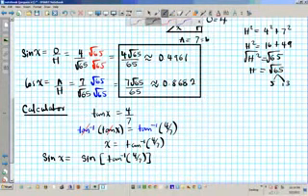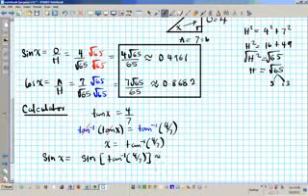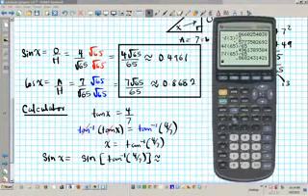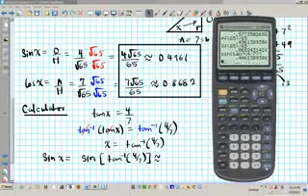And I'm going to put the answers in. Alright, so that's what we're going to use. Sine of the inverse tangent of 4/7. So we're going to go sine of the inverse tan of 4 divided by 7. And our answer is 0.4961.